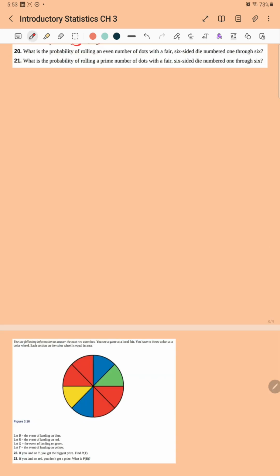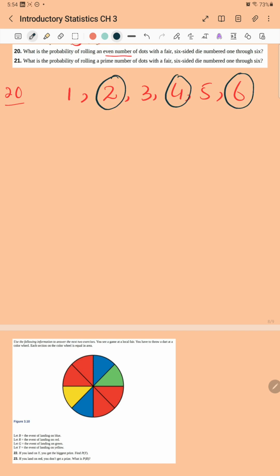Okay, so what is the probability of rolling an even number of dots with a fair six-sided die numbered 1 through 6? So fair six-sided die में total हमारे पास numbers कितने होते हैं? 1 2 3 4 5 6. और वो पूछें कि even numbers of dots की probability क्या है. So even numbers हैं 2 4 6, इनके 3. तो even numbers हमारे पास 3 हैं और total is 6. तो answer would be 1 by 2.